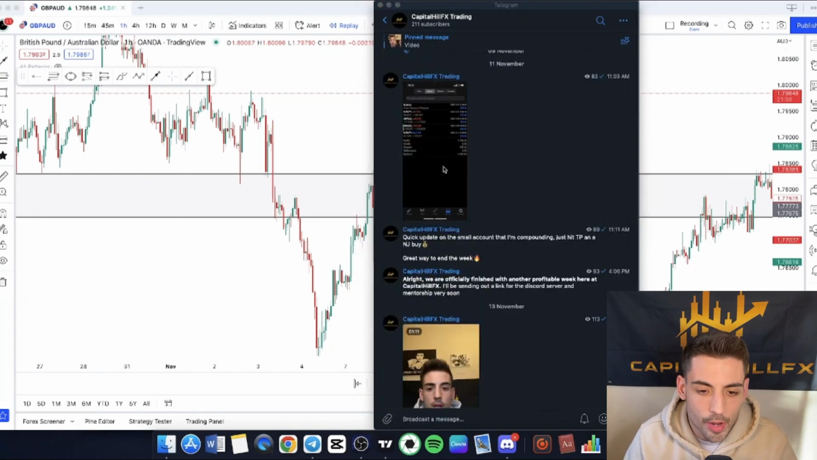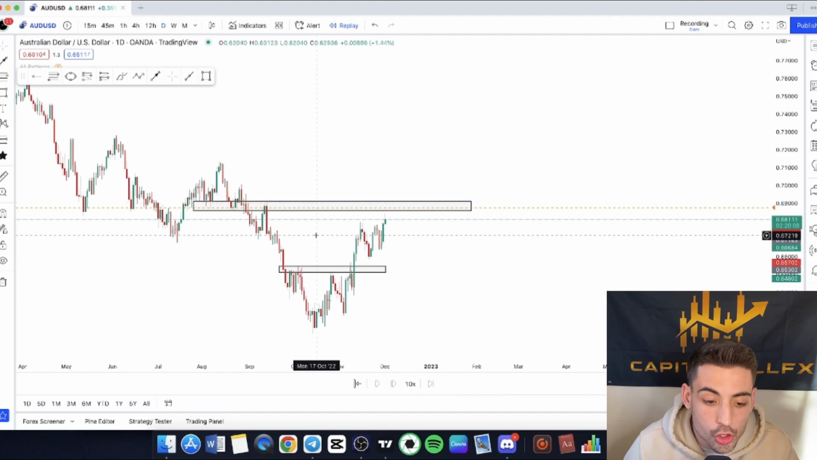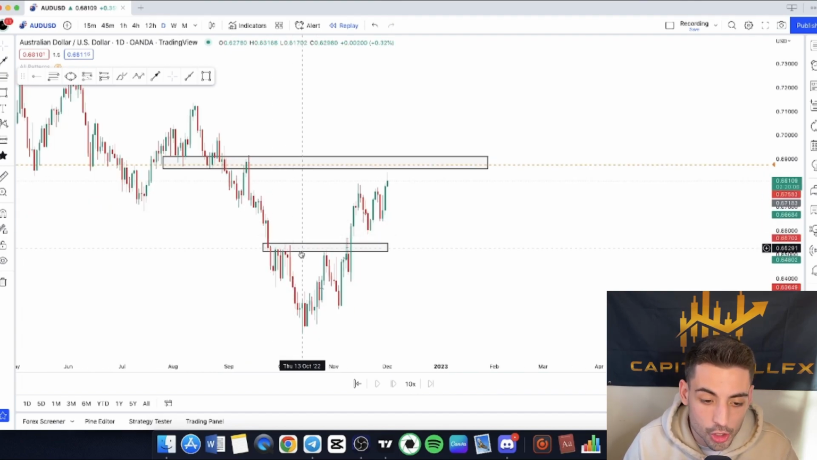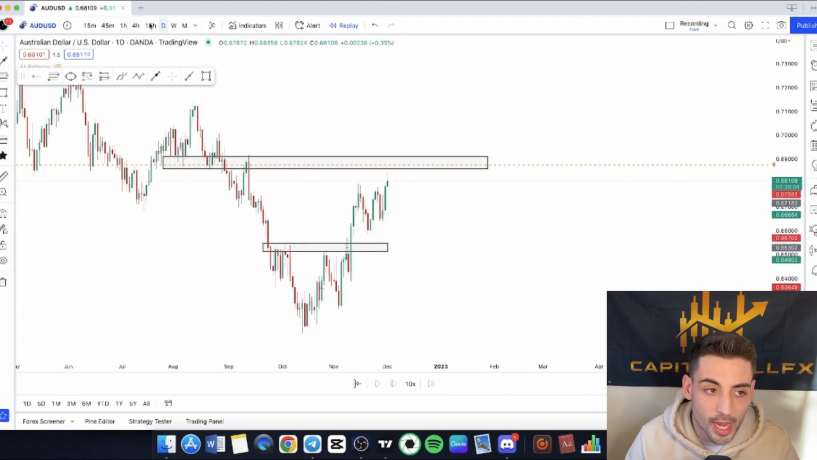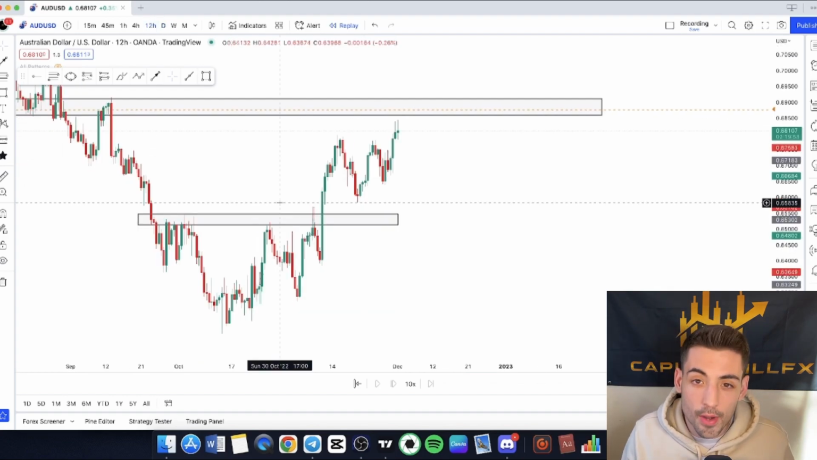And then the last trade was on AUD USD. It's a sell order on AUD USD. So in the daily time frame, we could see that we have a super clear resistance level that was established in the past. And if we go down to the 12-hour time frame, it may be better to actually see this resistance level. That's why I love the 12-hour time frame, is because you're able to see the significant support and resistance levels way better than on the daily time frame.